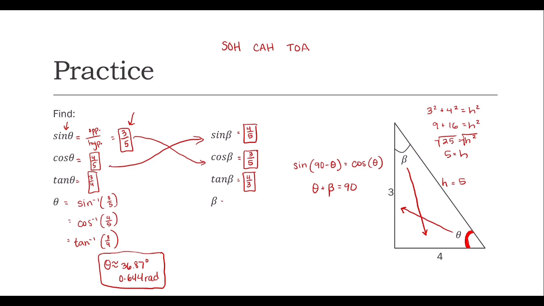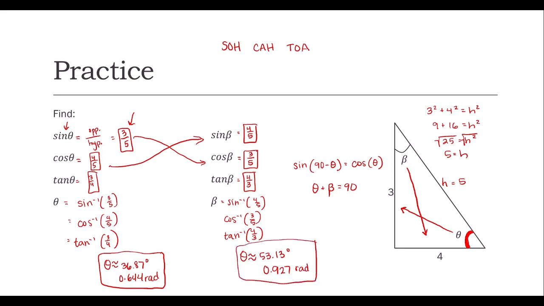Then beta can equal sine inverse of 4/5, cosine inverse of 3/5, or tangent inverse of 4/3. In degrees, beta will be approximately 53.13 degrees, and in radians, beta would be approximately 0.927 radians. So that's how you find your sine, cosine, and tangent, as well as your angles.